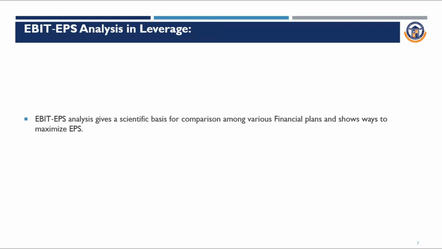Next we discuss the EBIT and EPS analysis. EBIT and EPS analysis gives a scientific basis for comparison among various financial plans and shows the way to maximize EPS. EBIT means earnings before interest and tax. EPS means earnings per share.